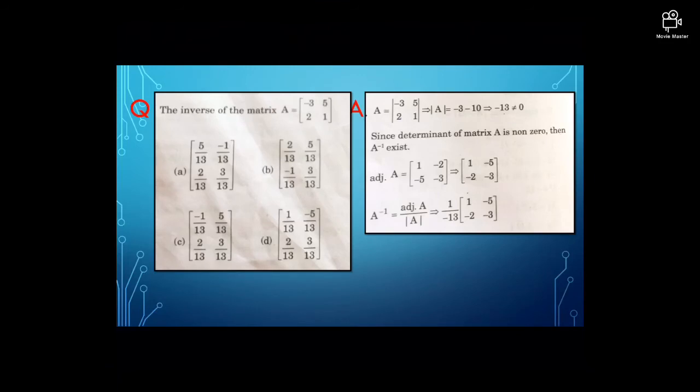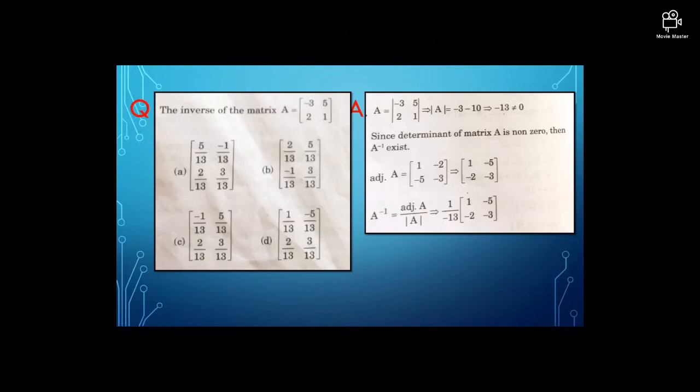Next question: the inverse of the 2 by 2 matrix A equal to [minus 3, 5; 2, 1]. So what is the inverse of a matrix? It's adjoint A by determinant A. So what is adjoint? We just interchange those two, minus 3 and 1, and put the opposite signs of 5 and 2. So we are getting 1, minus 3, minus 5, minus 2.